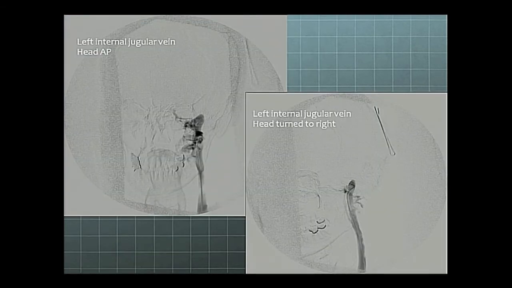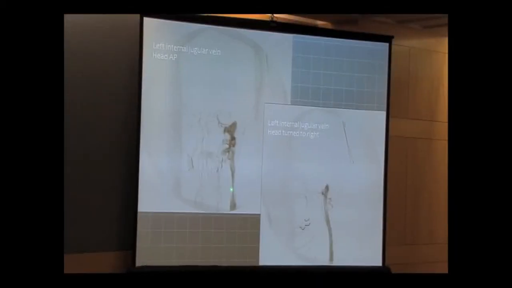Here's an image from my catheter with the jugular bulb injected. The head is looking straight forward here. And here's that lesion I described. There's a stenosis here in the jugular that's not real. It's just compression. And it can be quite convincing because you have filling of collaterals here. You turn the head to the right, and that goes away. So it's important to remember that if you see a stenosis up here, make sure that you turn the head to the contralateral direction and see if it's a real stenosis or just a compression.